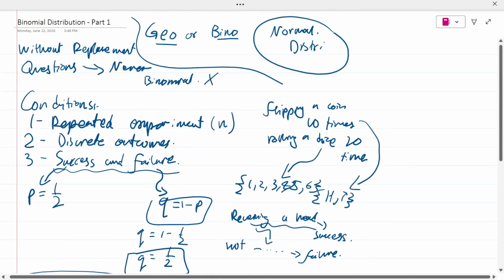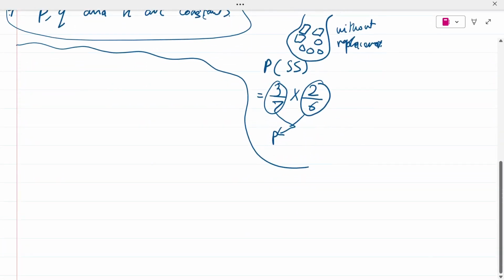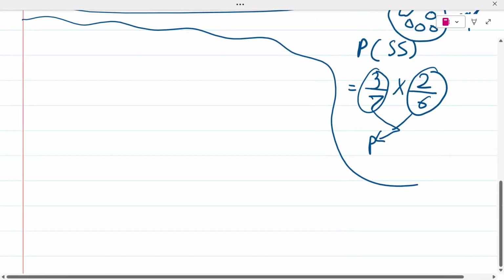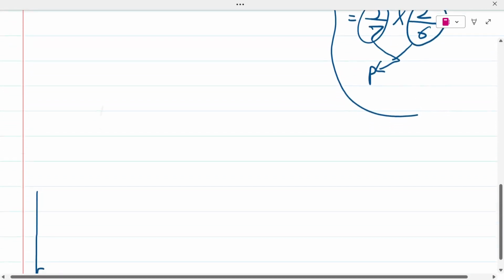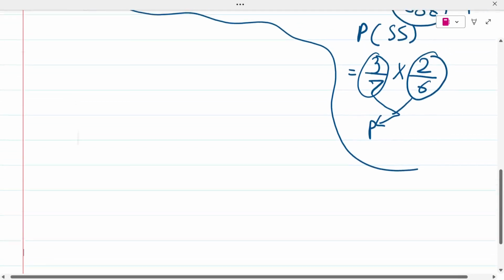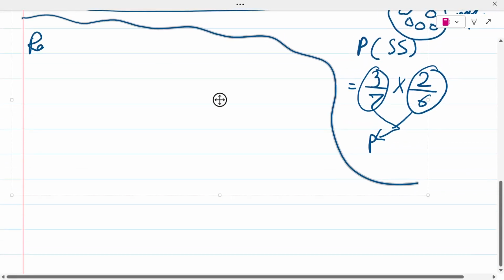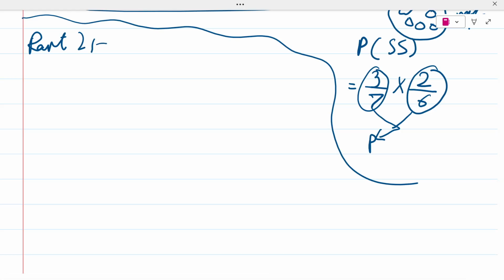So let's just continue with binomial distribution. This is going to be the second part. Part two, okay? Now look, now we're going to learn the formula for binomial distribution.